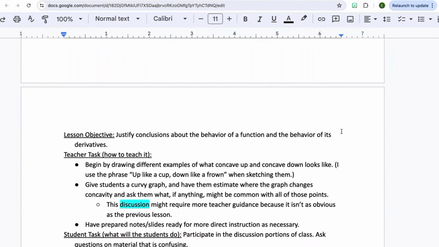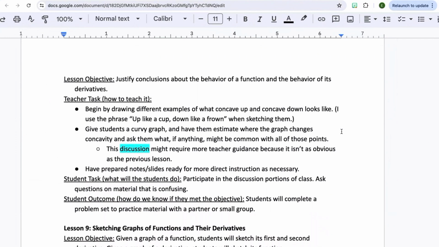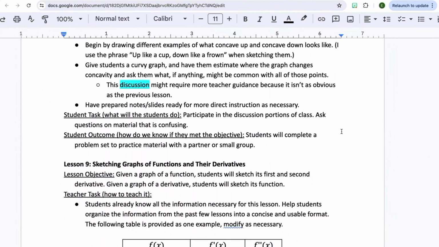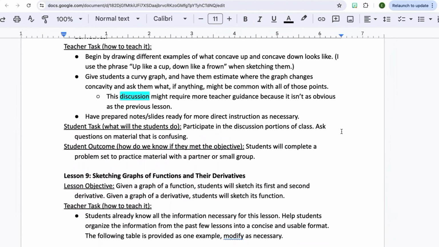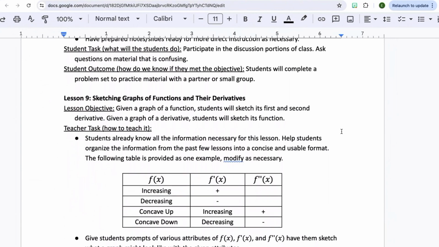Again, lesson 8, concavity and second derivative test. I kind of approach it in the same way, but this discussion does require typically more teacher guidance because it just isn't as obvious with that second derivative. So when we're looking at concave up like a cup, or concave down like a frown, it's not as intuitive that the second derivative relates to that, so I have to guide that just a little bit more, but students do come up with that stuff on their own.